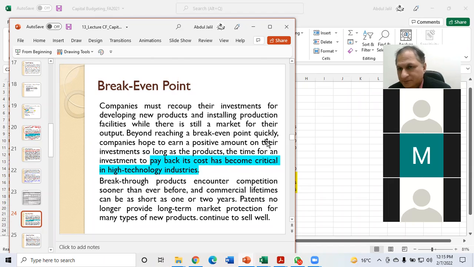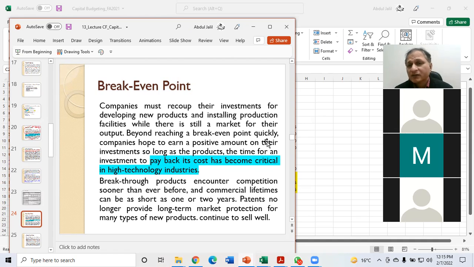Break-even point. Anyone who can explain this break-even point? Sir, where profit is equal to total costs. Yes, that means the company is not earning any profit, actually you recover your original investment.